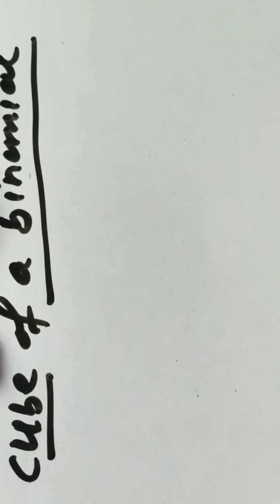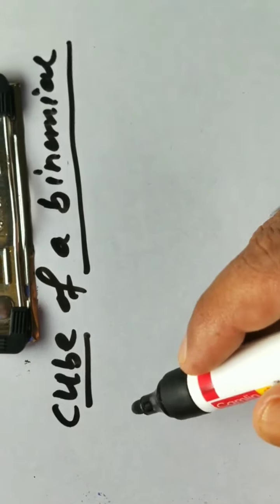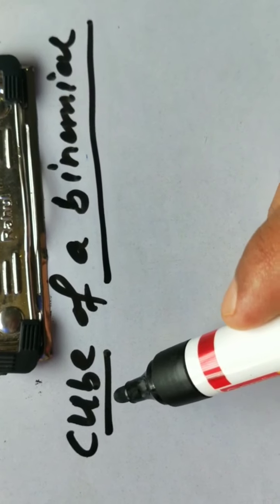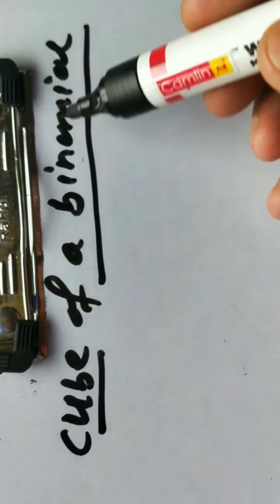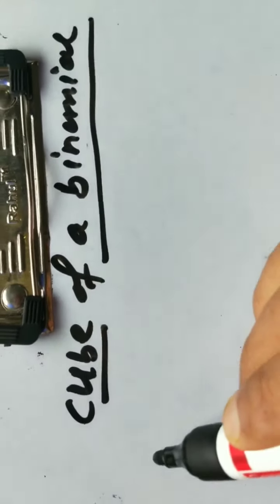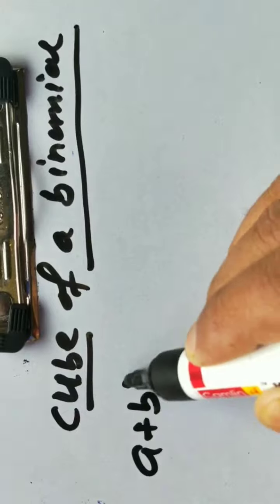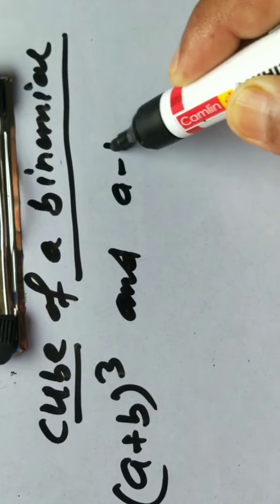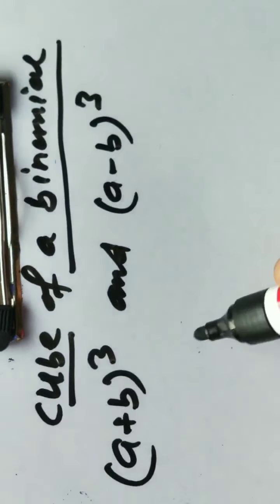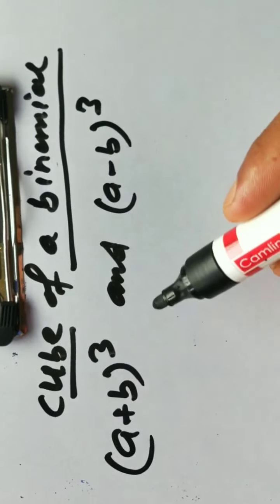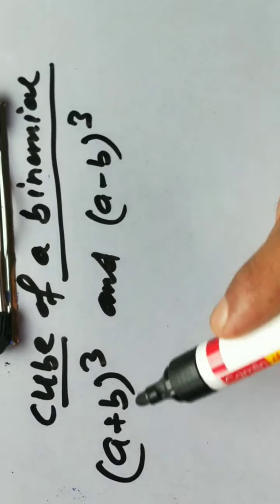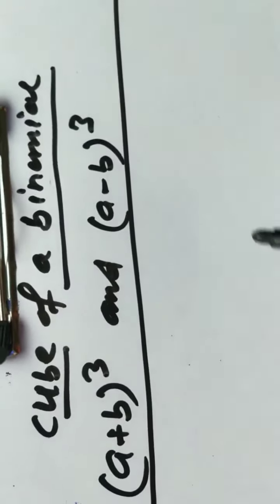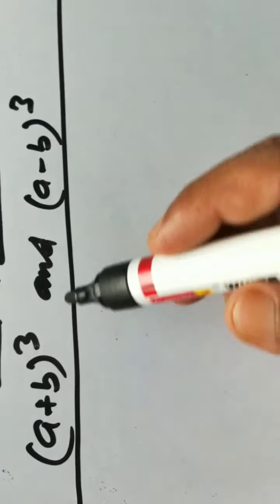The next topic of the chapter factorization of polynomials, and today we will discuss the cube of a binomial, that is (a + b)³ and (a − b)³, and its converse, how we will use this identity in factorization. We will see it one by one.